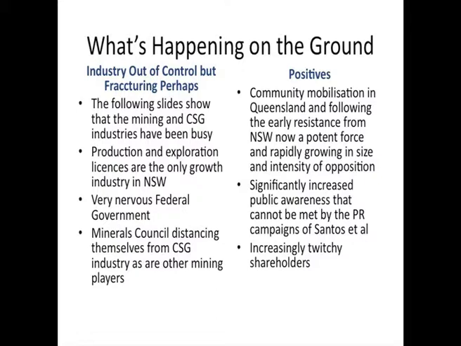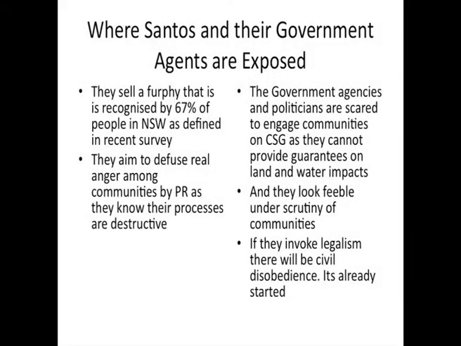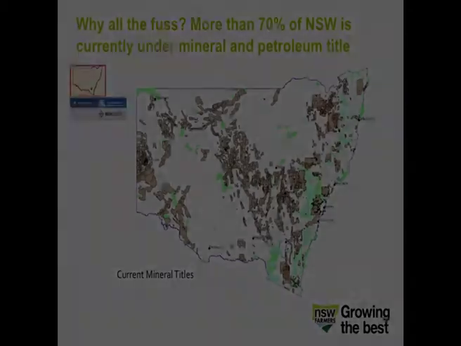Where Santos and their government agents are exposed, they sell a furphy that is recognised by 67% of people in New South Wales, as defined in a recent survey. They aim to diffuse real anger among communities by PR processes, as they know their processes are destructive. The government agencies and politicians are scared to engage communities on coal seam gas as they cannot provide guarantees on land and water impacts, and they look feeble under the scrutiny of communities. If they invoke legalism, there will be civil disobedience. It's already started.